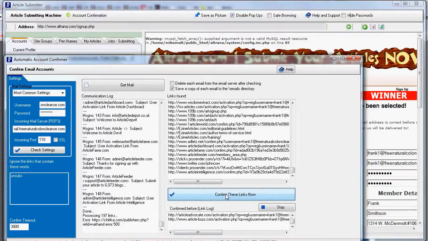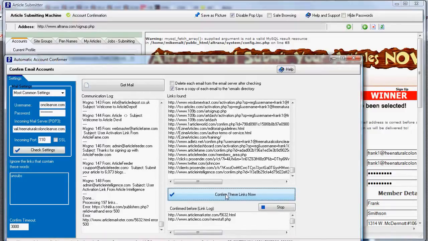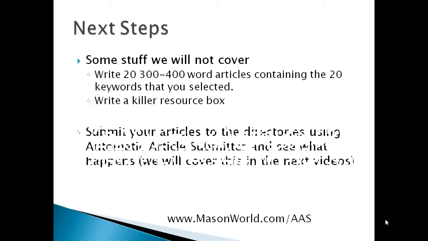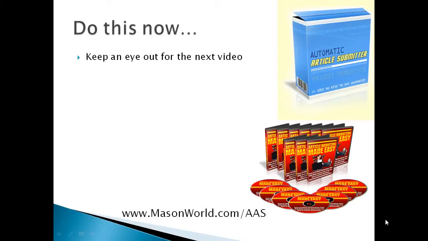You can see them flying by there. It'll confirm all those links, and all of those article directories will be ready with brand new accounts ready for submission. So some next steps. We won't cover writing some articles against the keywords that we did. We will not cover the writing of resource boxes, but I'll be off doing that. What we will cover in the next video, video 4, is the submission of articles using AAS, and we'll see what happens. So keep an eye out for the next video and read the sales page.